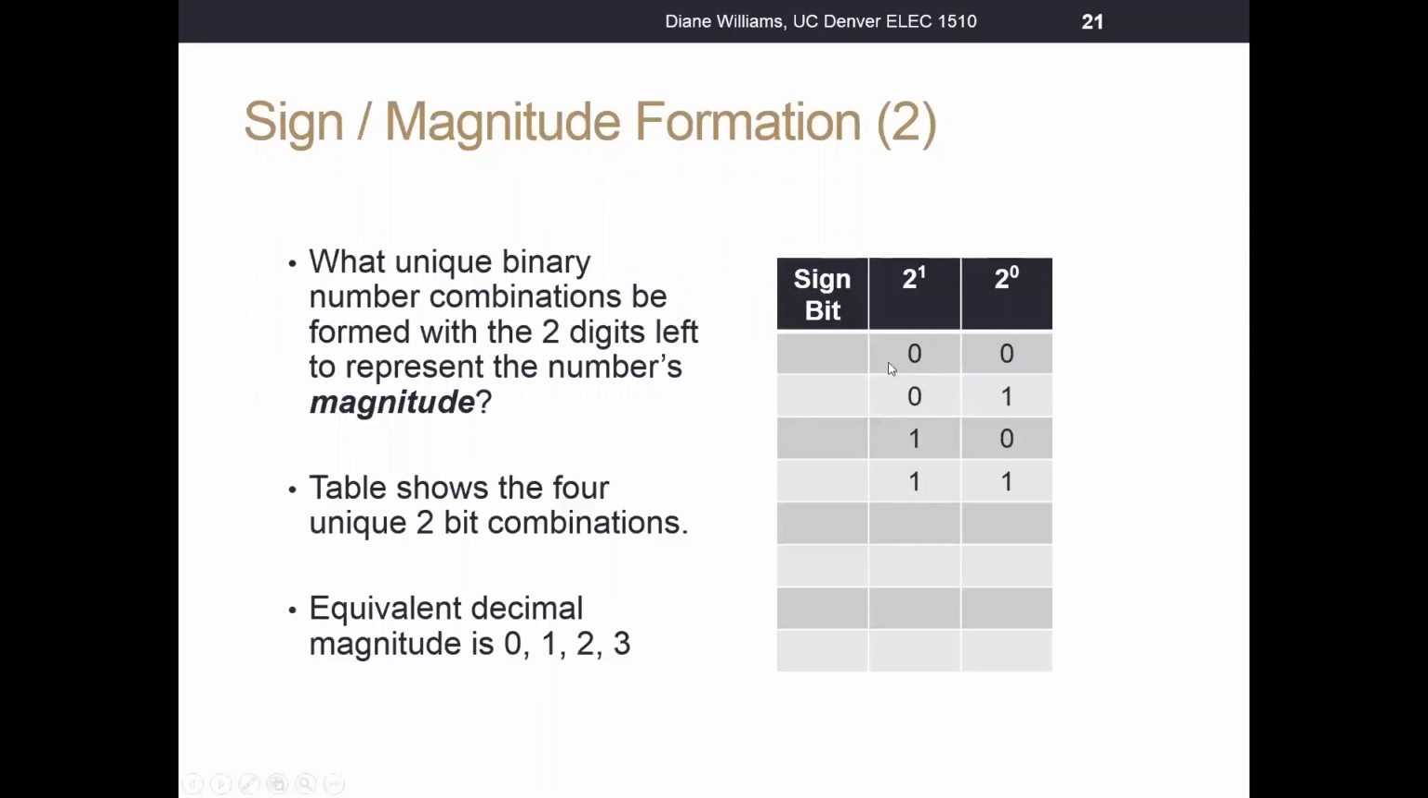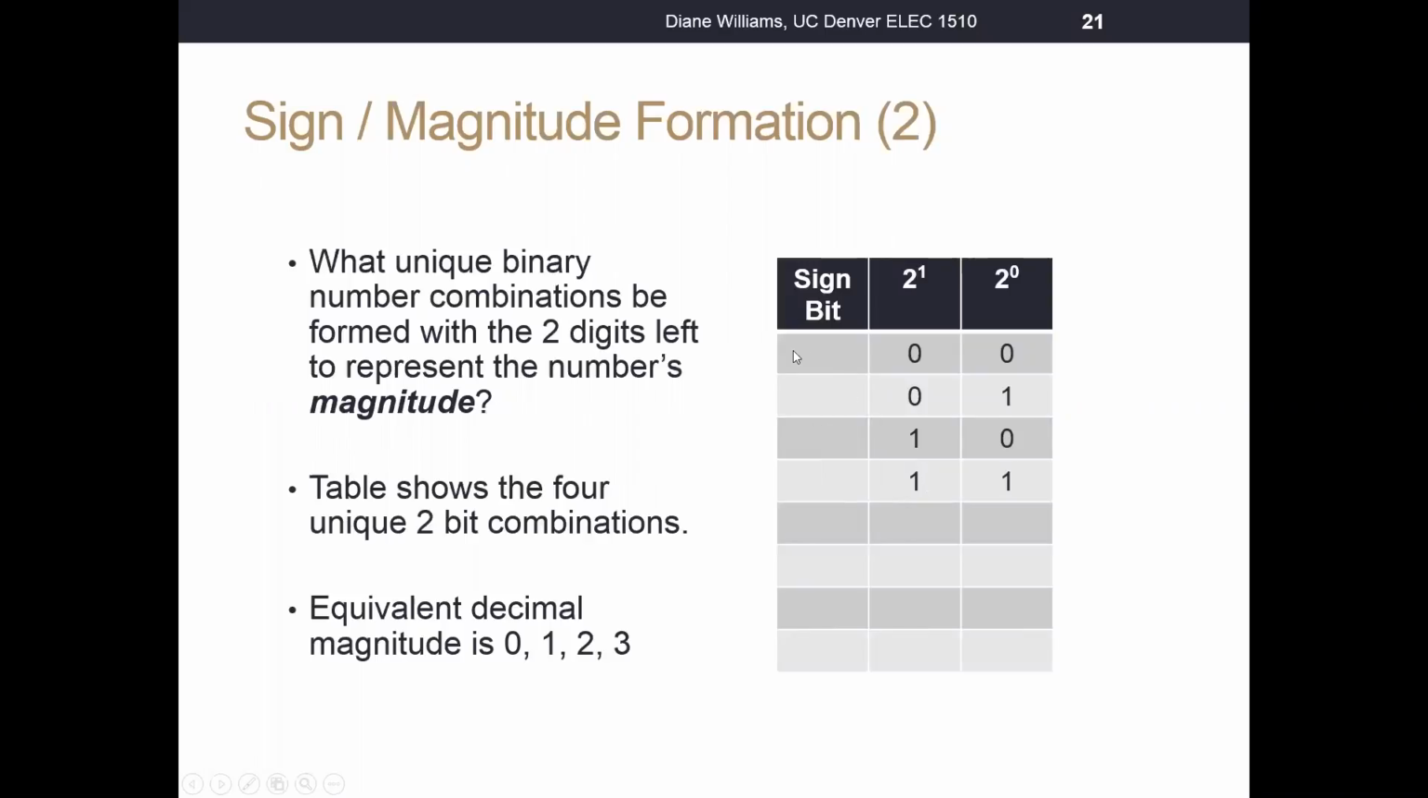So if we start filling in the chart, we fill this in with our pattern of 0 0, 0 1, 1 0, and 1 1. Those are our magnitude bits, right? Those are the 4 unique numbers. And the equivalent decimal magnitude of these numbers would be 0, this would be 1, this would be 2, and this would be 3.